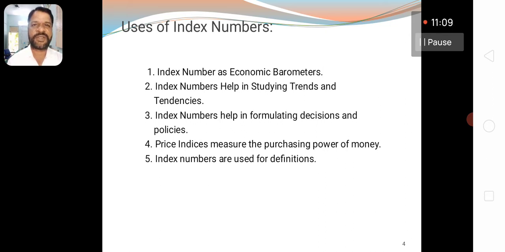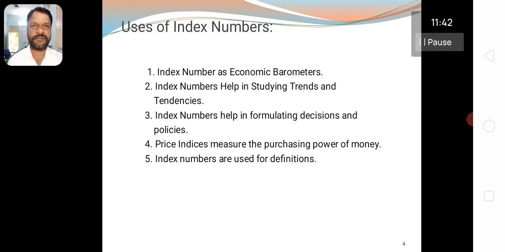and at the same time they will go for framing certain policies regarding wages, salaries and allowances payable to the employees or workers of the government or private organizations. Whether it may be import policy or export policy, production policy, whatever the concern, they are framed with the help of the index number. Then price indices measure the purchasing power of money.